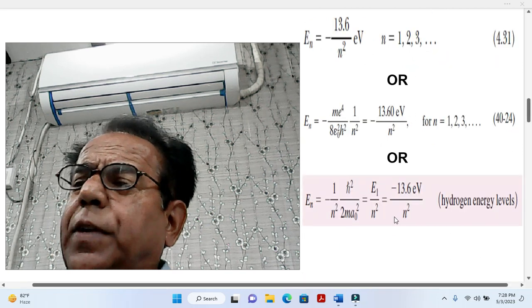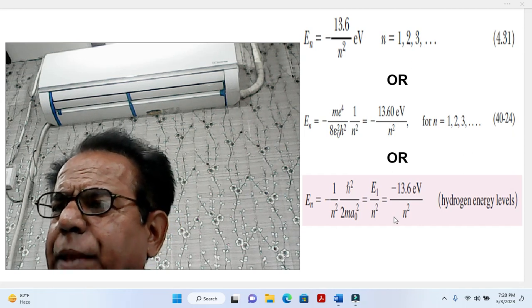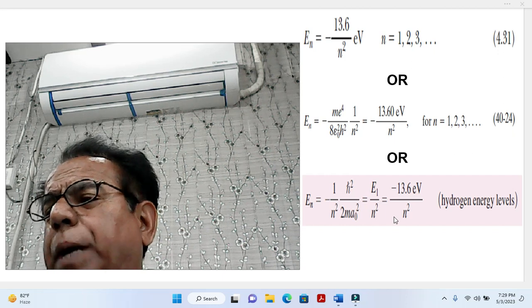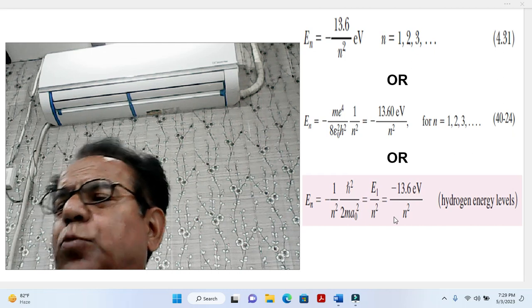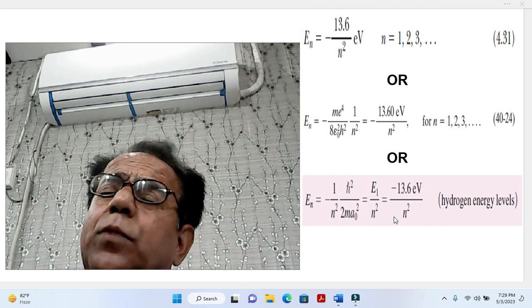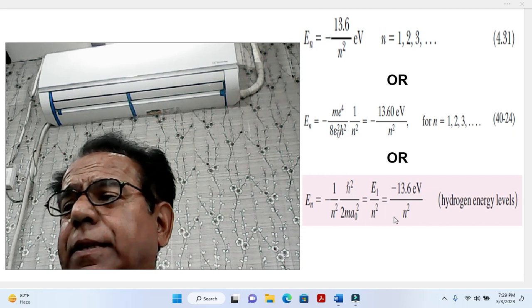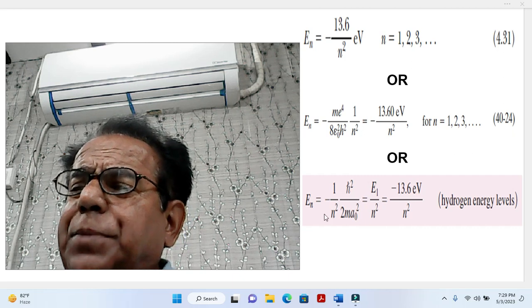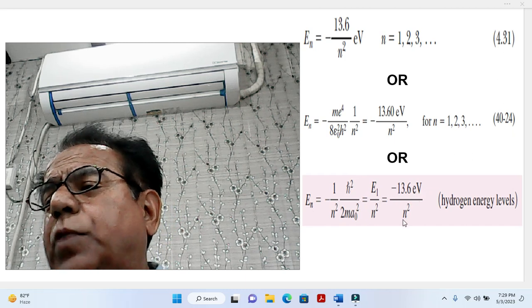Now we come to the fourth version. The fourth version says that En is equal to minus 1 over n square, h cut square over 2 m a naught square, is equal to E1 over n square, is equal to minus 13.6 electron volt over n square, hydrogen energy level. Okay, here once again, dear students, only the intermediate portion is slightly different. Okay, so we assume that we are not considering this intermediate portion. Okay, we are just considering En equal to minus 13.6 electron volt over n square.